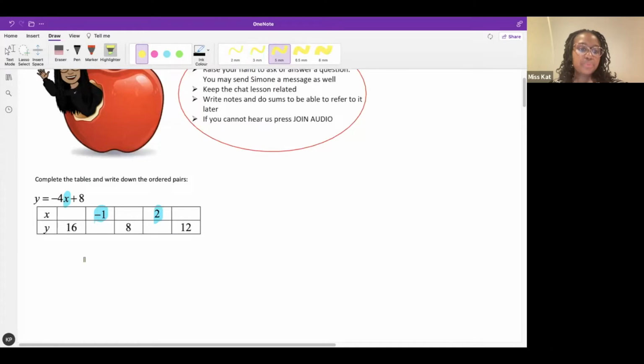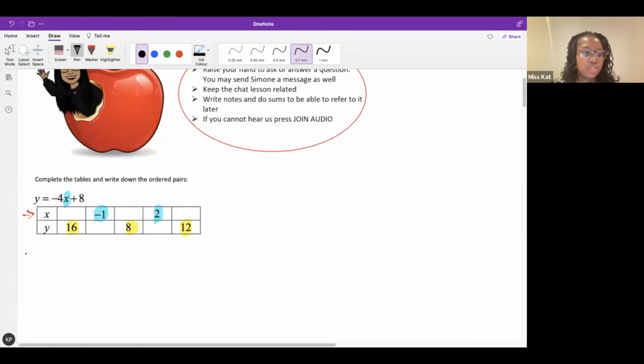And then 16, 8, and 12, where do we substitute those? That's okay, we are here for revision, so it's okay to make mistakes. Those are output values, so we substitute them where we see the Y. If you're ever not sure, just look at the column heading.